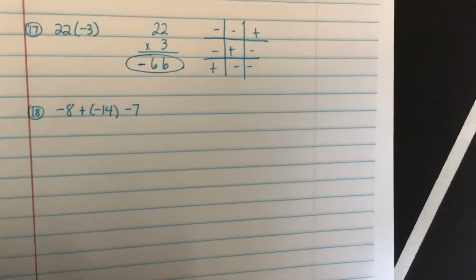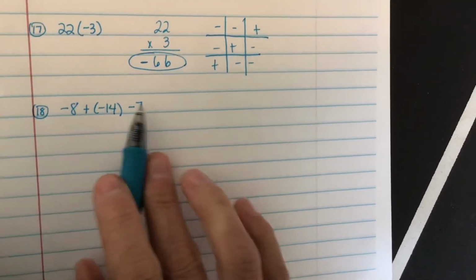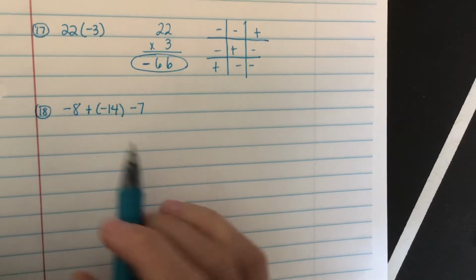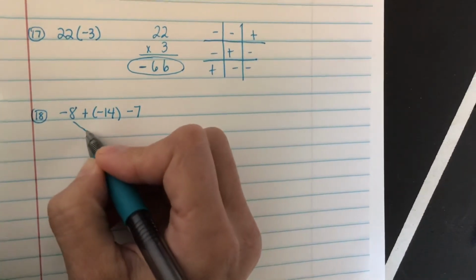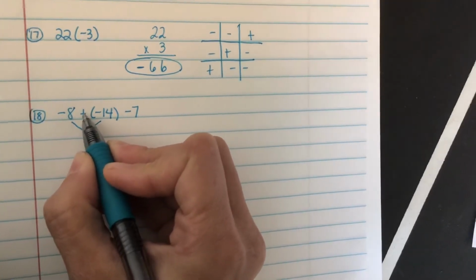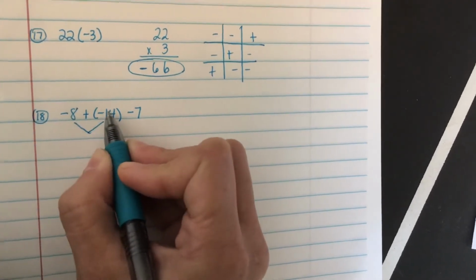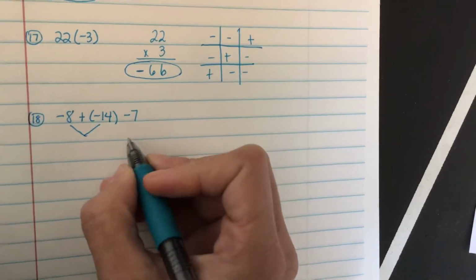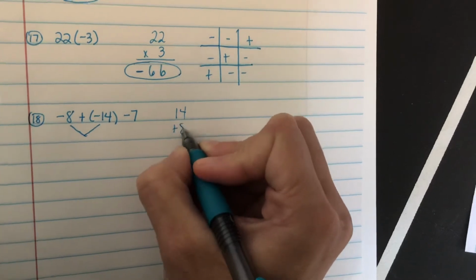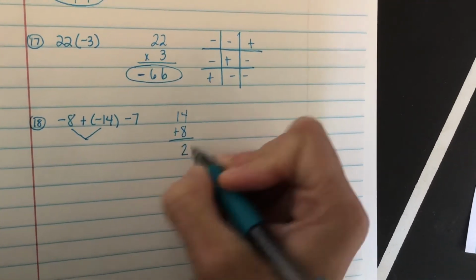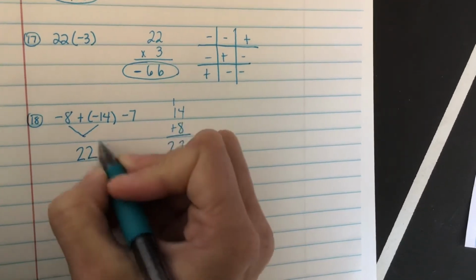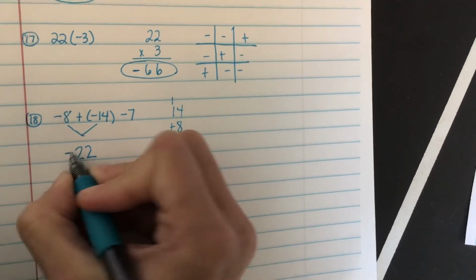Okay, on this next one, on 18, we have 3 numbers here, so we have 2 different operations. We're going to take it one step at a time. The first thing I'm going to do is combine these. There's a plus sign in between, so we're adding a negative plus a negative. Adding same signs, you add them. So 14 plus 8 gives me 22. You add them and keep the sign. These are negatives, so that stays negative.